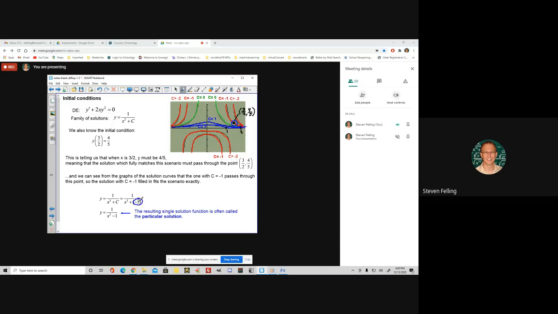Now when we fix the constant so that we get a particular solution curve to go through an initial condition point, the result is called a particular solution. So the family of curves is called the general solution, or the family of solutions.